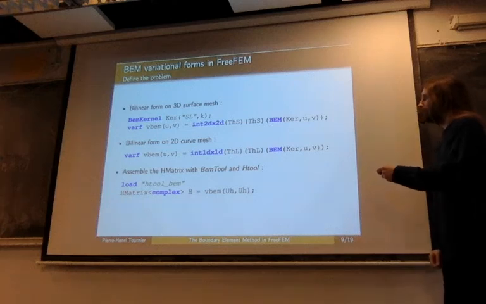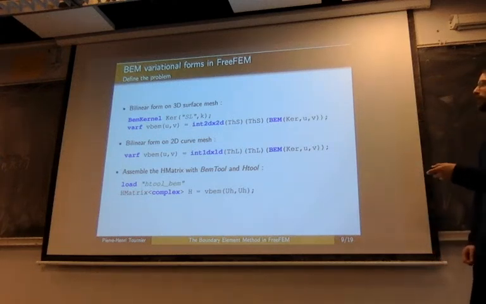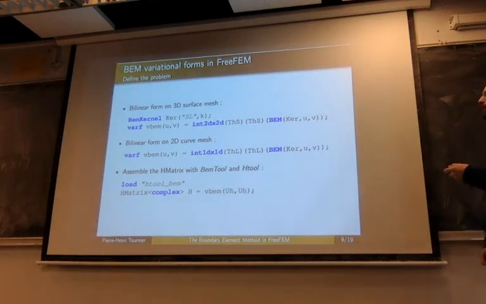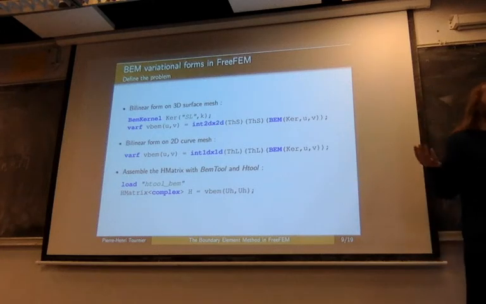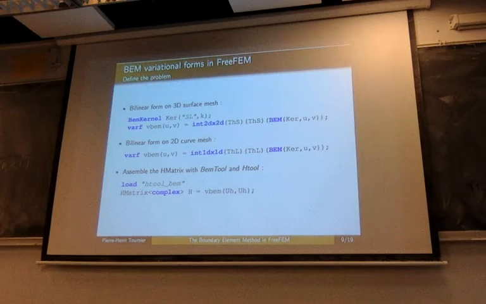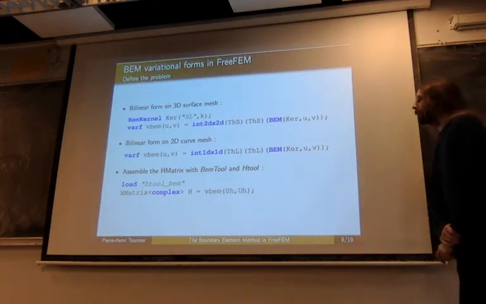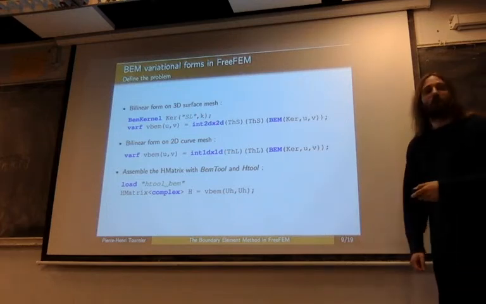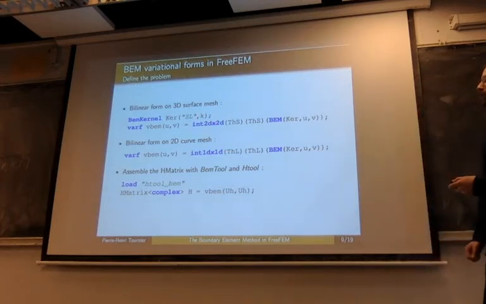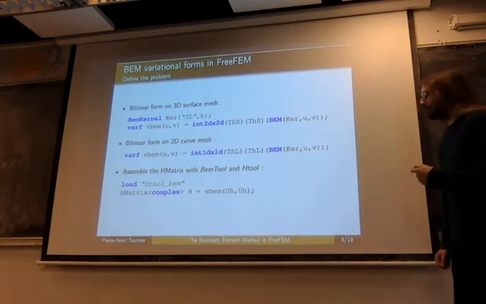And here you put your BEM keyword to say, okay, I'm going to do BEM, and this is the kernel I want to assemble. Okay? And here you have V, but you should be able to put any linear combination of U and its derivatives if you want to do more complex stuff, maybe Maxwell and so on, where you need more than just U here. But I keep it simple here. And you can do that on 3D surface meshes, so on meshes, as Axel showed, you have two types of meshes now: 2D for 3D surfaces, and 1D for 2D curves. Okay.